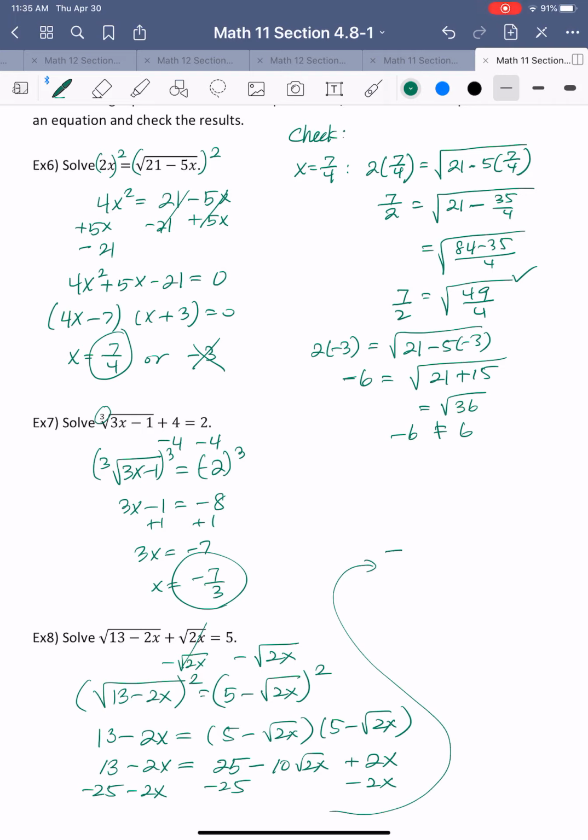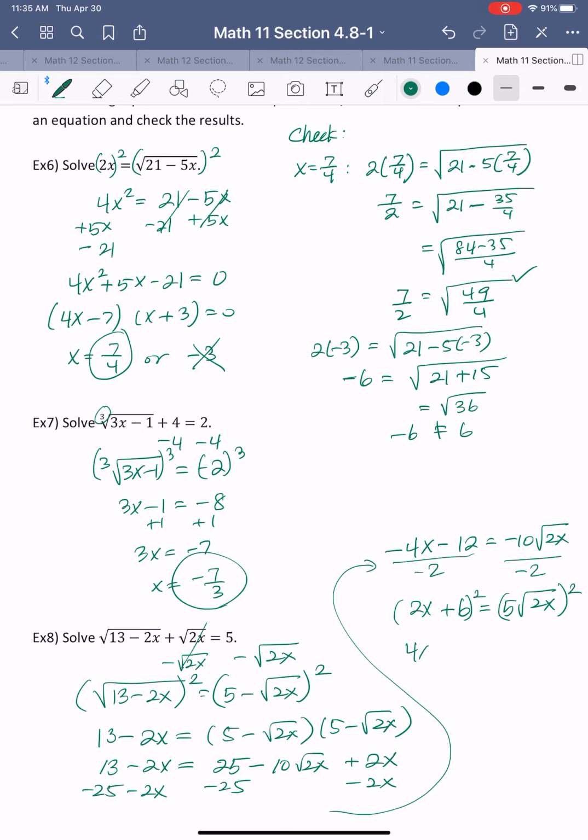So negative 4x minus 12 equals negative 10 radical 2x. I want to make a simplified equation, so I divide both sides by negative 2, and then I get 2x plus 6 equals 5 times the square root of 2x. And then I square both sides.